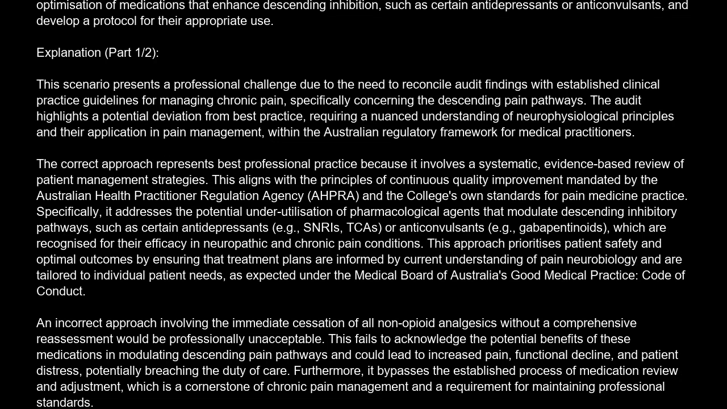The correct answer is C. Initiate a targeted review of patient records to identify specific patient cohorts who might benefit from the introduction or optimization of medications that enhance descending inhibition, such as certain antidepressants or anticonvulsants, and develop a protocol for their appropriate use.